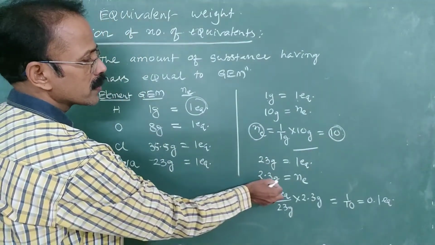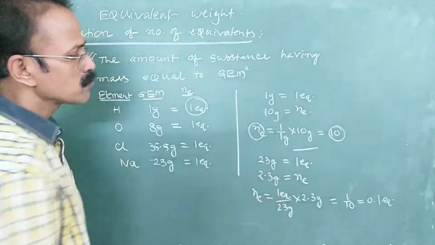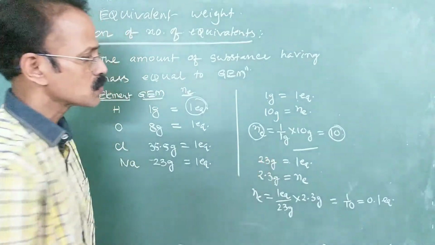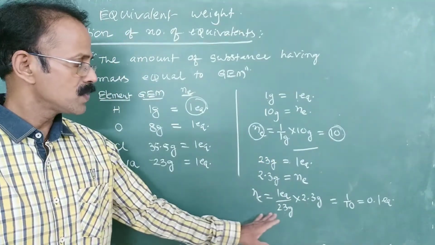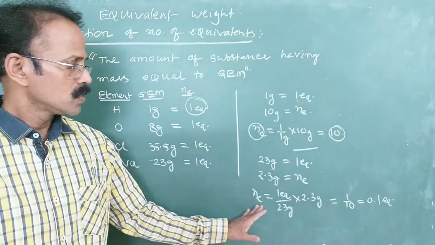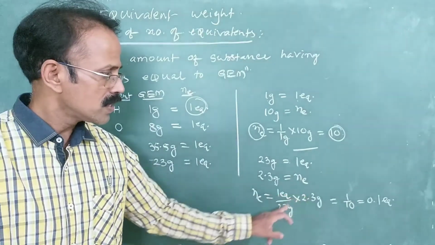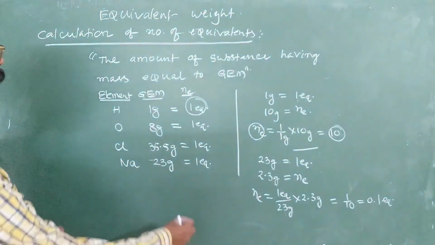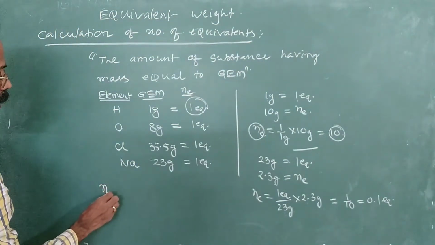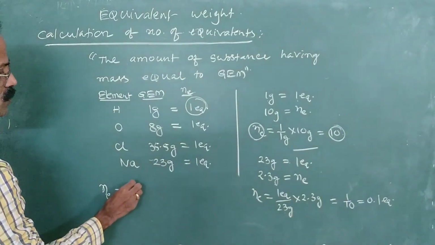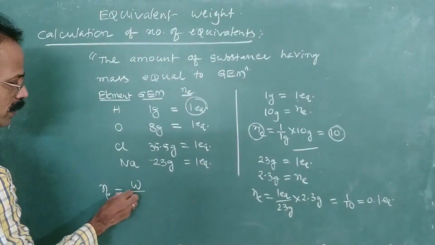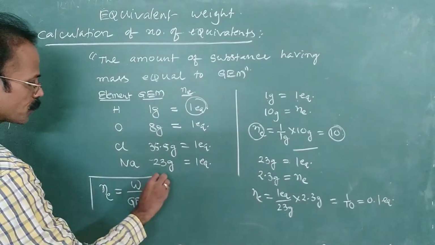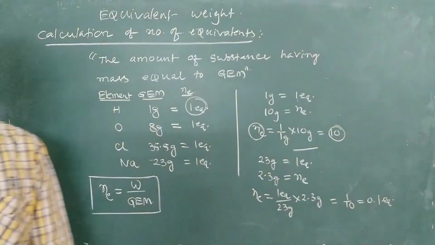So similarly, here the mass given is 2.3 grams. Okay, so we are dividing this with 23 grams. That is equivalent mass of sodium. So number of equivalents is equal to given mass divided by equivalent mass or gram equivalent mass. So how do we calculate number of equivalents now? Given mass, let us say W divided by gram equivalent mass. This is the formula to calculate number of equivalents.